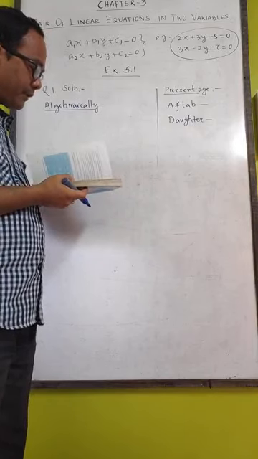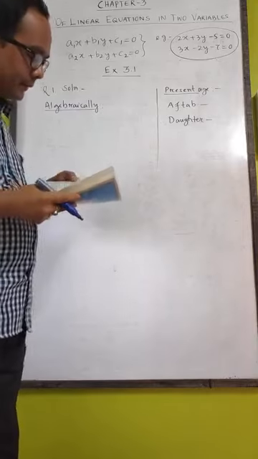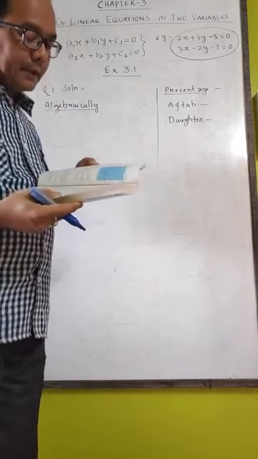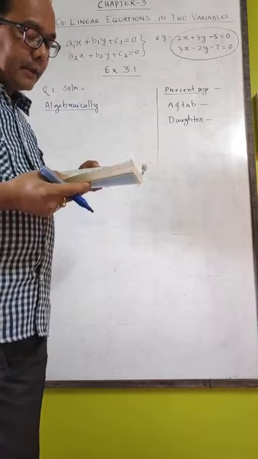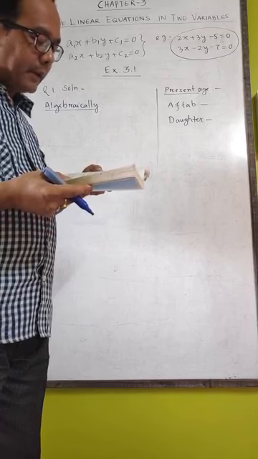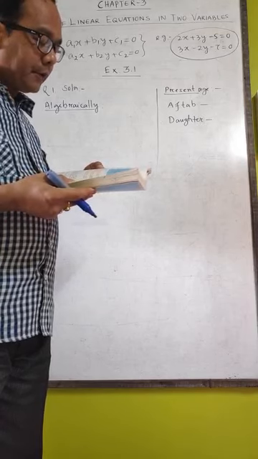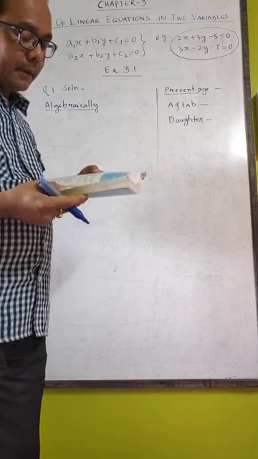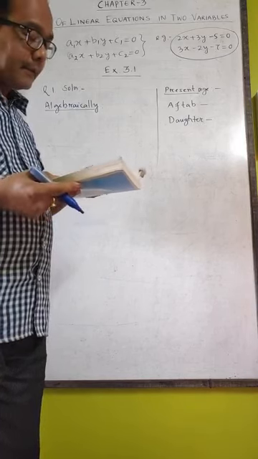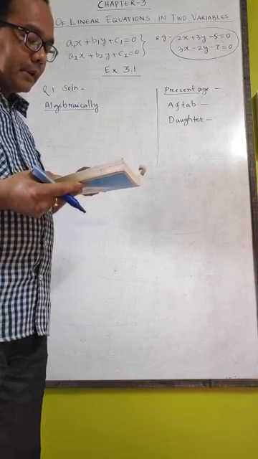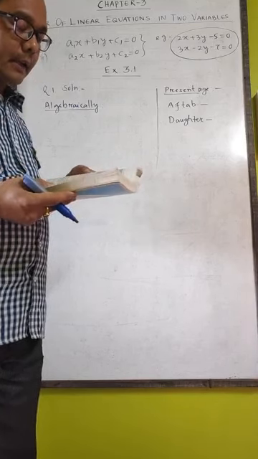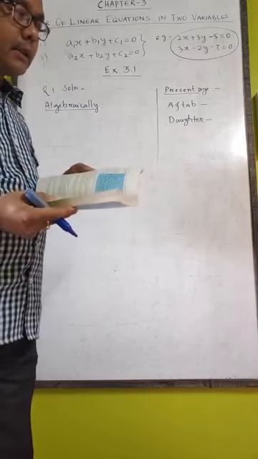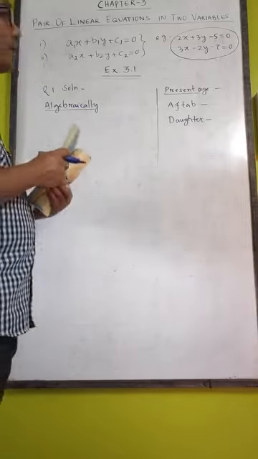Exercise 3.1. What is given here? Aftaf tells his daughter, 7 years ago I was 7 times as old as you were then. Also 3 years from now I shall be 3 times as old as you will be. Isn't this interesting? Represent this situation algebraically and graphically. So one problem is with us. This is the age relation between Aftaf and his daughter.